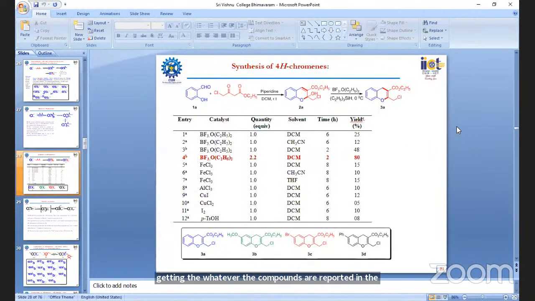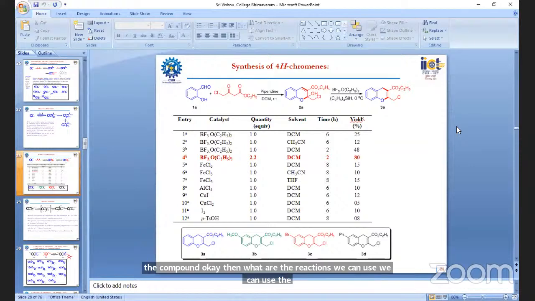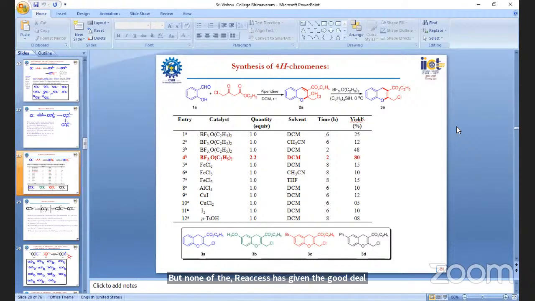Yeah. So when you do this reaction, we got the 2H-chromene. We can say this is a 2H-chromene compound. Then how best can we convert the 2H-chromene to the 4H compound? Because there are no reports to convert 2H-chromenes to 4H-chromenes. It is a simple water elimination. What reagents can we use? We can use Lewis acids like BF3 etherate, FeCl3, AlCl3, copper iodide, copper chloride, even iodine and PTSA we used. But none of the reactions gave a good yield except BF3 etherate. In DCM, we got the 4H-chromene.